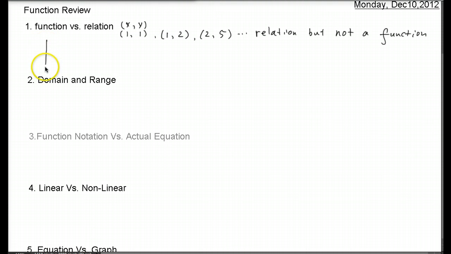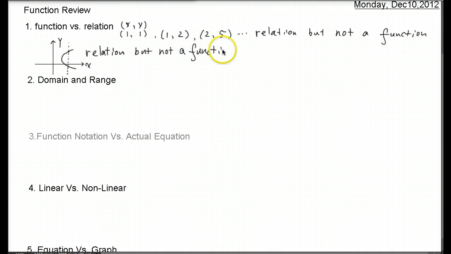So what if we use a graph? Let's draw a quick graph. For example, we have a graph like this. This is a relation. Now, you can use the vertical line test. If you draw a vertical line and it passes through more than one point, in this case we have two intersections, then it's not a function. It's a relation, but not a function. So in this case, it didn't pass the vertical line test.